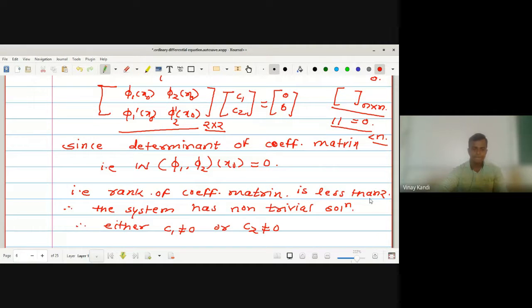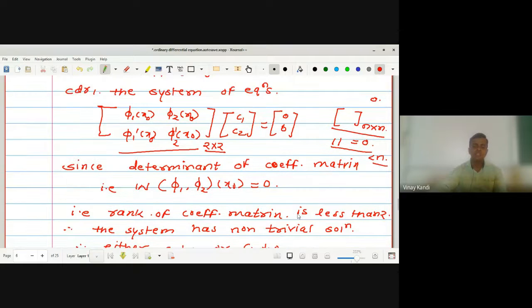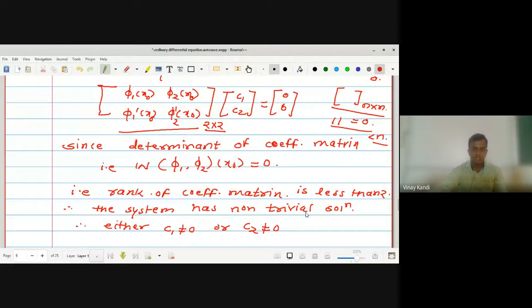येस सर. जर एखाद्या मॅट्रिक्सची ऑर्डर n असेल आणि त्याची रँक less than n असेल तर त्या सिस्टीमला काय असतो? नॉन ट्रिव्हियल सोल्युशन असतो. ट्रिव्हियलचा अर्थ काय? सहज मिळणारे सोल्युशन. मागच्या वेळेस ट्रिव्हियल सोल्युशन घेतलं तेव्हा C1 and C2 must be equal to 0 घेतला होता. आता नॉन ट्रिव्हियल सोल्युशन म्हणजे काय? One of them, either C1 or C2, is not equal to 0.